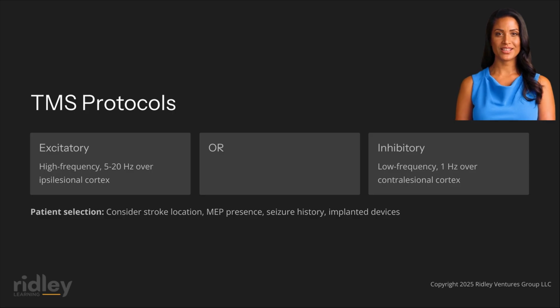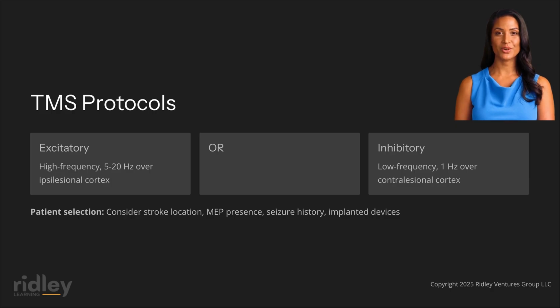Repetitive transcranial magnetic stimulation using high-frequency protocols, typically 5 to 20 Hz, over the ipsilesional motor cortex aims to increase cortical excitability and enhance the response to subsequent motor training, while low-frequency stimulation, typically 1 Hz, over the contralesional motor cortex reduces inhibitory influences on the damaged hemisphere.